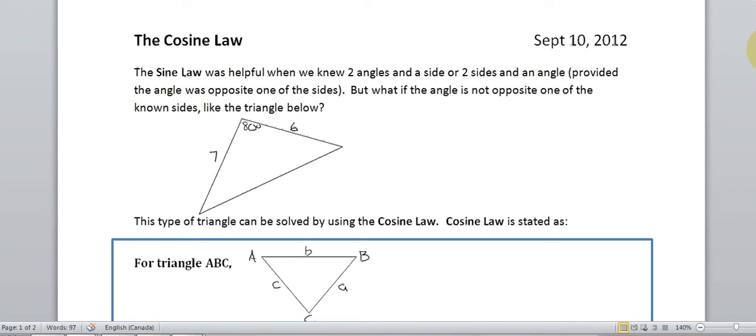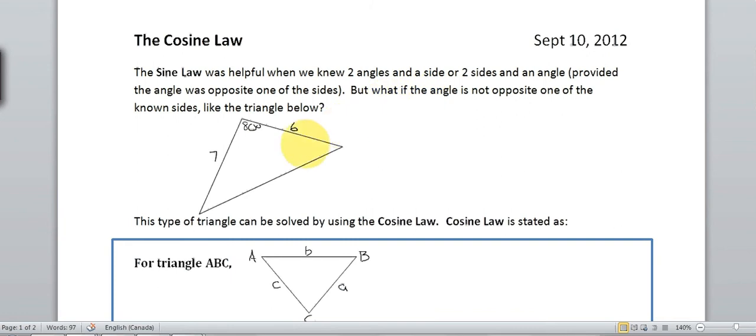So sine law was helpful when we knew two angles, or when we knew two sides and an angle, as long as that angle was opposite one of the sides. But what if the angle is not opposite one of the known sides, like this triangle below?